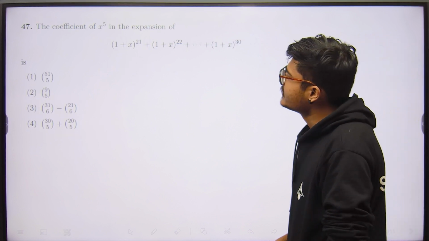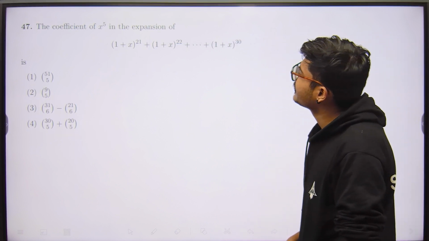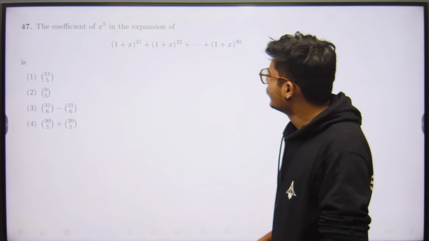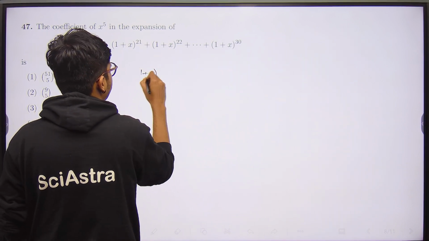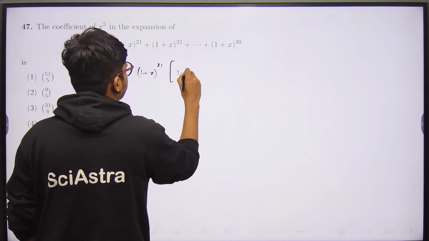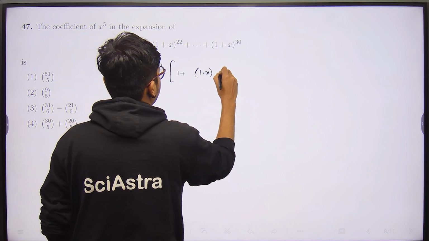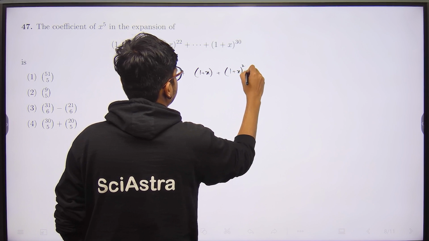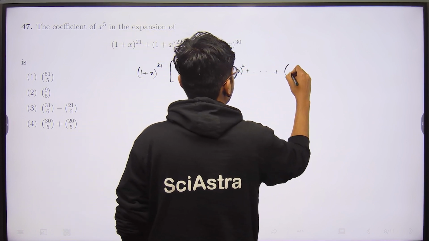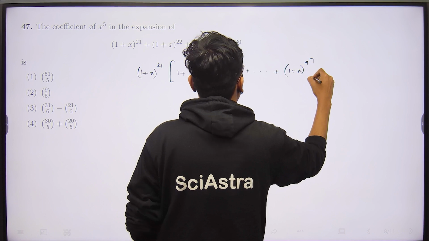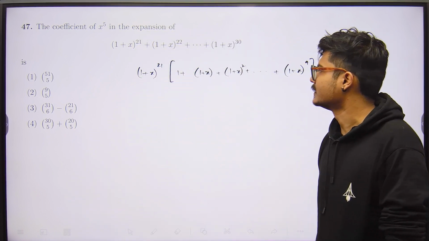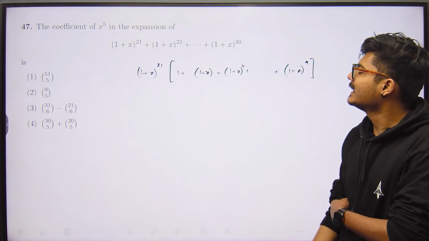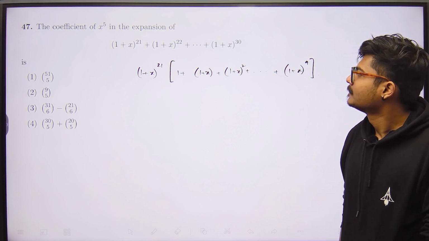Coming to question 47, the coefficient of x to the power 5 in the expansion of this is what? So for this, first of all, we can take 1 plus x whole to the power 21 common. This becomes 1 plus x plus 1 plus x whole square. So we are looking for the coefficient of x to the power 5 in this particular expression. What can we do for this?